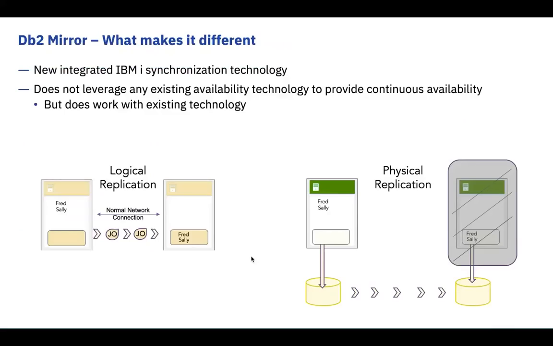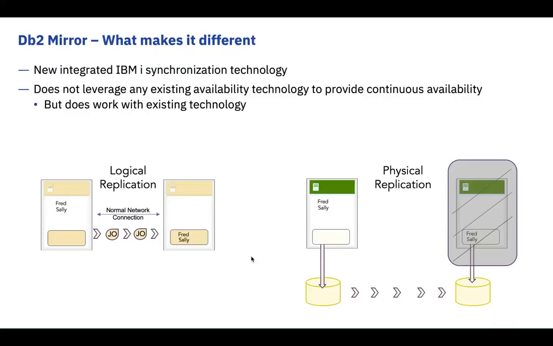Okay. So I think I already addressed these two. We're different than PowerHA. We don't use independent ASPs. We support them, so you can access your data on both nodes. And logical replication, we're different because we don't use journal receivers.